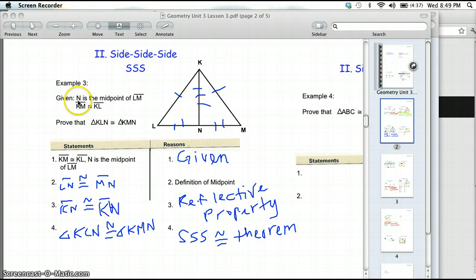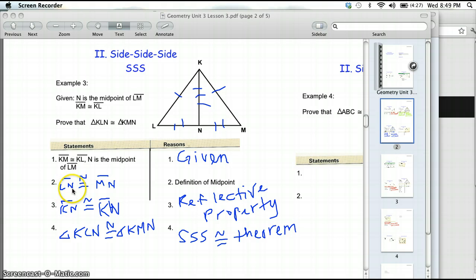So we're given that N is the midpoint of LM. Okay, so that's all that's given to us actually, that N is the midpoint of LM. We're also given that KL and KM, these two sides here, are congruent. So that's what I put. The statement was that KM is congruent to KL. So KM congruent to KL. That was given to us. Also, it was given to us that N is the midpoint of LM.